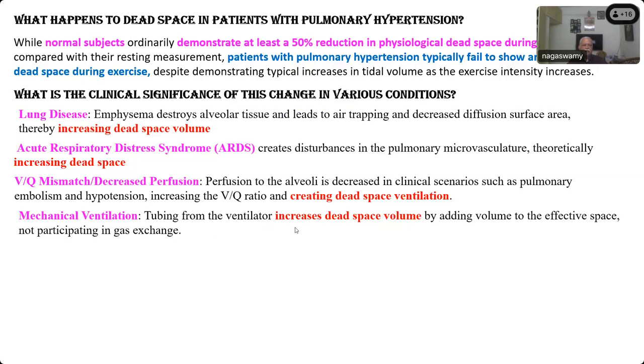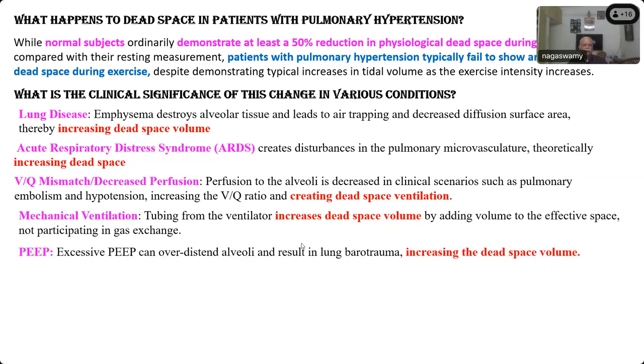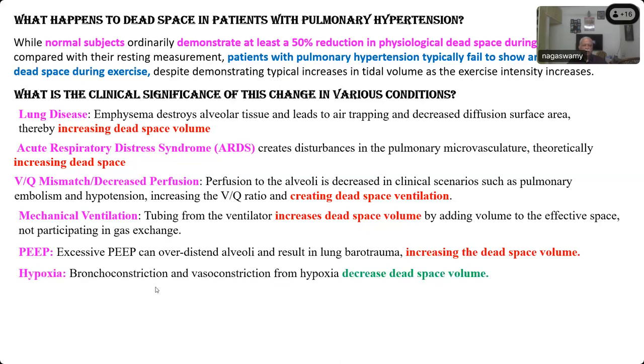And mechanical ventilation also increases dead space by adding volume to the space not participating in gas exchange. That is tubing from the ventilator and all these things; they increase the dead space. Excessive pressure can over-distend alveoli, resulting in barotrauma, which can also increase the dead space. Hypoxia causes bronchoconstriction or vasoconstriction. They decrease the dead space because the ventilation is decreased and perfusion also is decreased. It is just like hypoxic pulmonary vasoconstriction. Whenever there is a decrease in alveolar PO2, vasoconstriction occurs, and that is a protective mechanism.